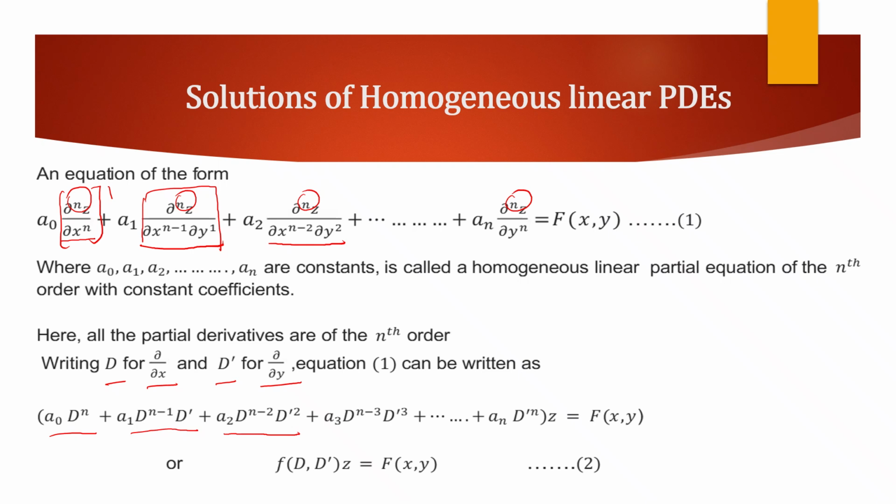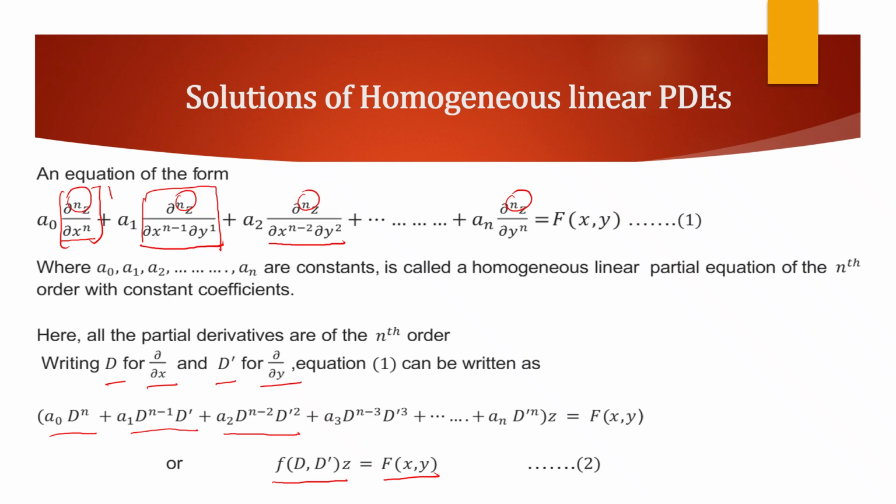In the left hand side we have a function of D and D dash, so I can write the left hand side as a function of D and D dash into z, and the right hand side is a function of x and y. This is the simplified form of a homogeneous linear PDE of order n. Now in this video we are going to see how to solve a homogeneous linear PDE of order n.